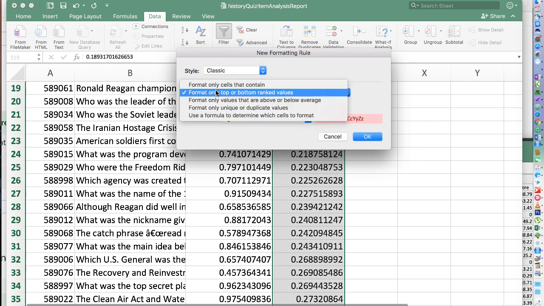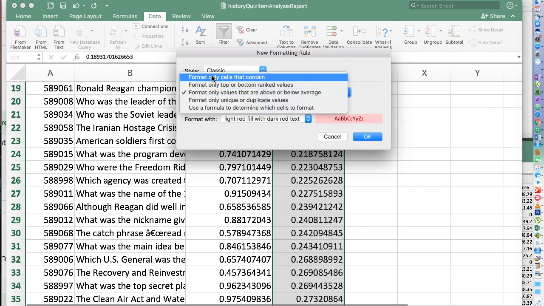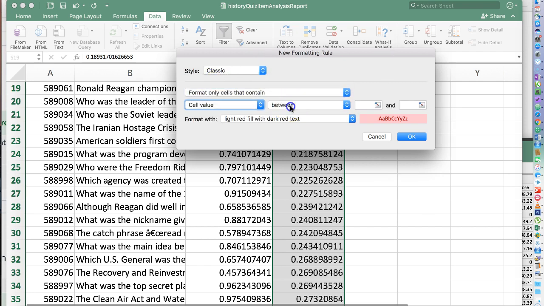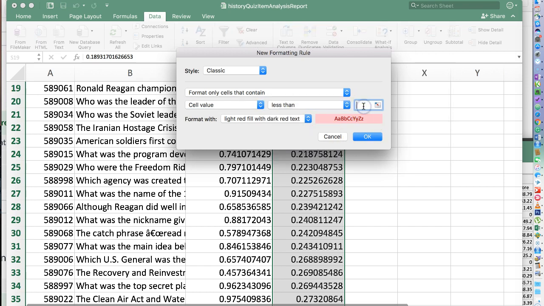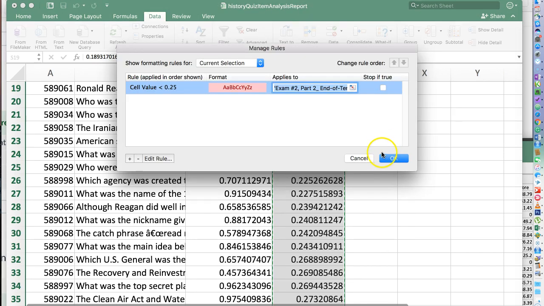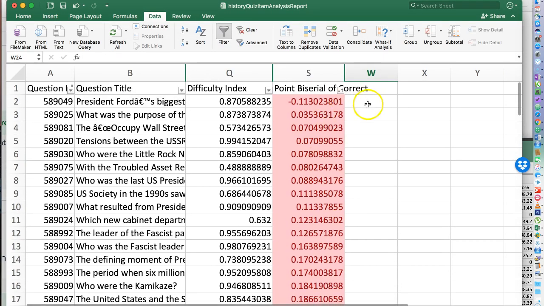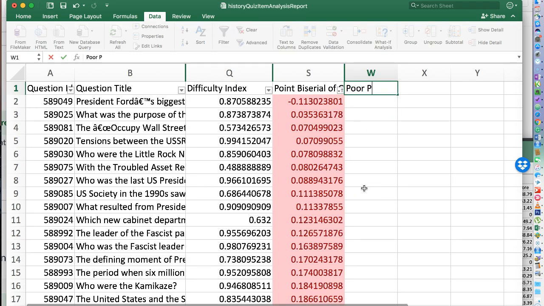So you can say format only values that contain a cell value that is less than 0.25, and we'll just do red. So that automatically highlights that.